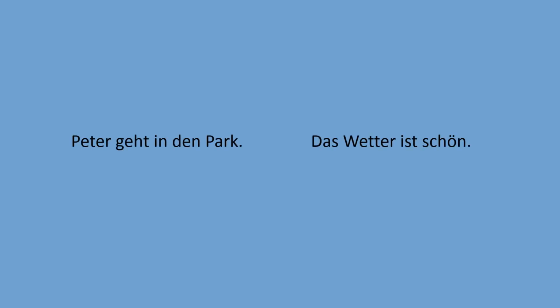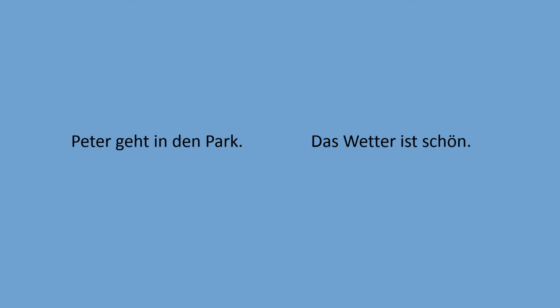Peter geht in den Park und das Wetter ist schön. Now, I will change my idea to connect two sentences together. What I would like to do now is explain why Peter is going to the park. So I would like to say that Peter goes to the park because the weather is nice. So I will give my explanation. I will create some kind of dependency, so one sentence from another sentence.